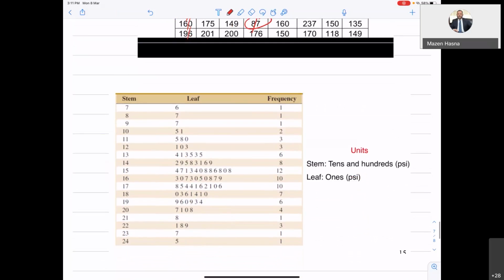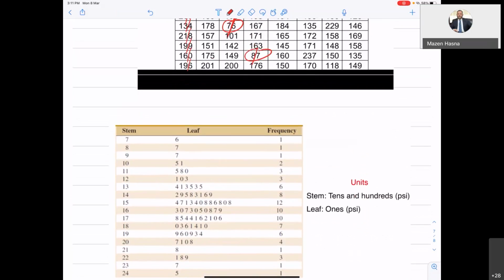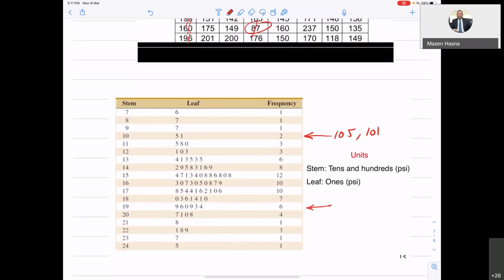So how do we read it then? You have 105 and 101. All the numbers that have the same stem are written on the same line. So this line, for example, means that I have data that's 105 and 101. This line means I have 199, 196, 190, 199 again, 193, and 194, and so on. So you group all those data points with the same stem on one line, and this will be the way you present your data.